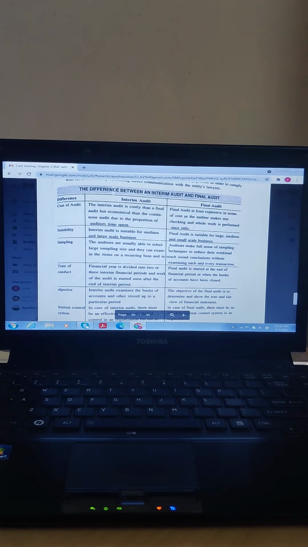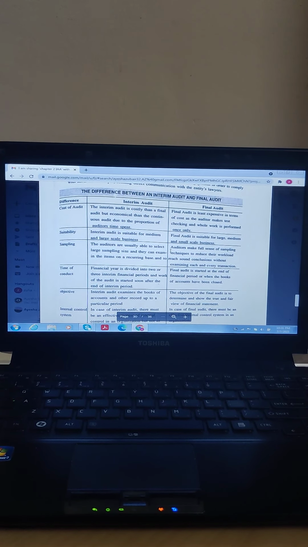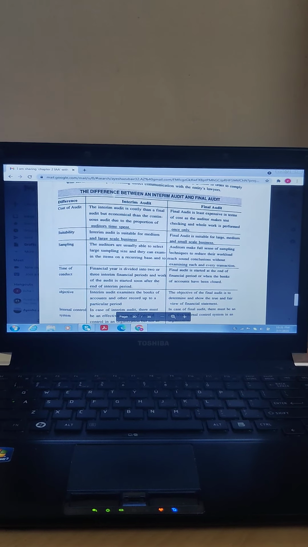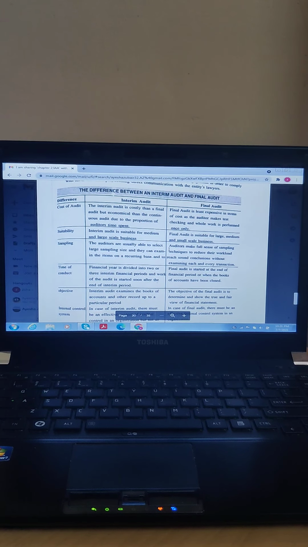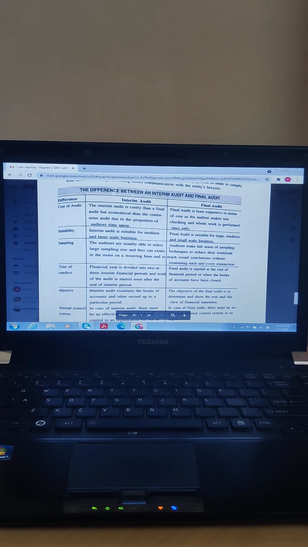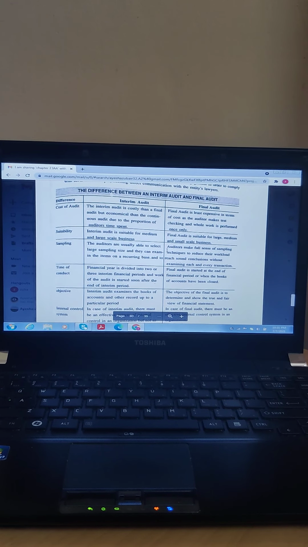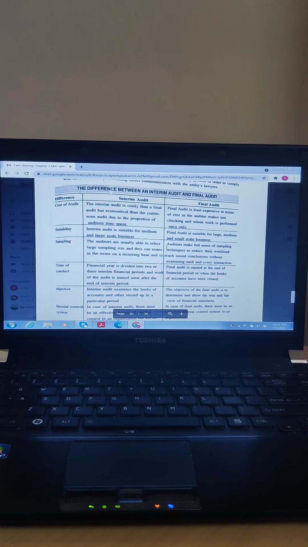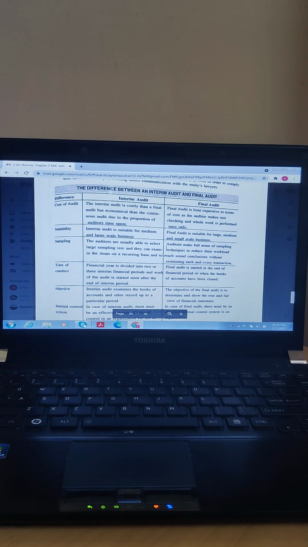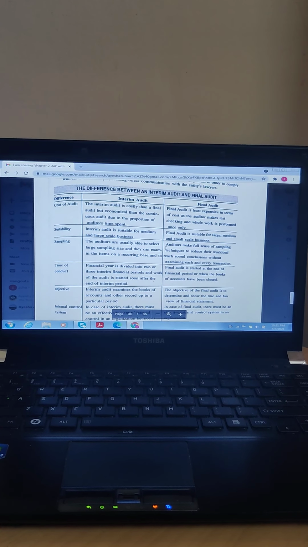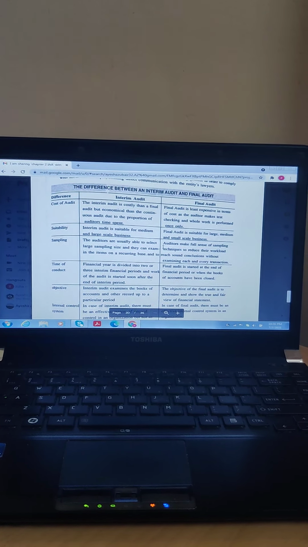Okay, next is suitability. Interim audit is suitable for medium and large scale businesses, whereas final audit is suitable for all types, like medium, large and small scale businesses. Then sampling: auditors in interim audit will have large samples, and they will carry out the sample testing on a recurring basis. But auditors in final audit will have sampling techniques, and they will carry it out only one particular time.